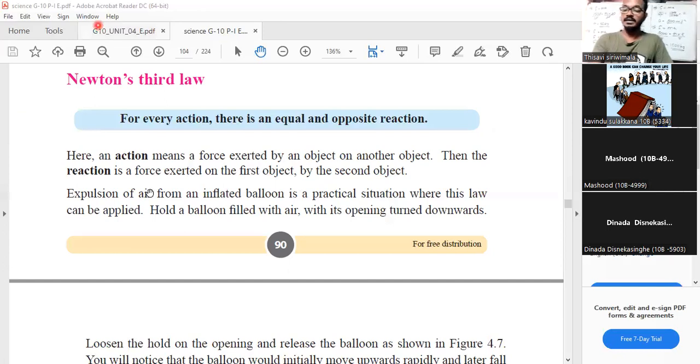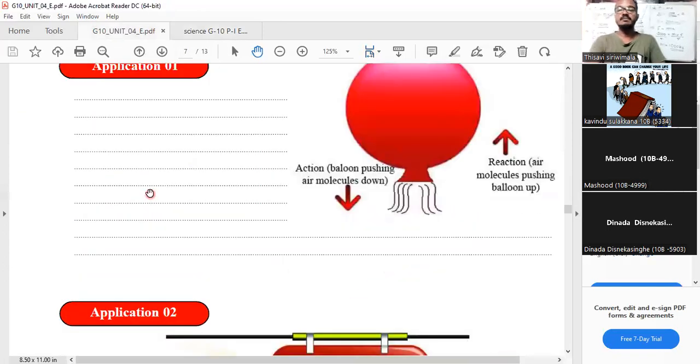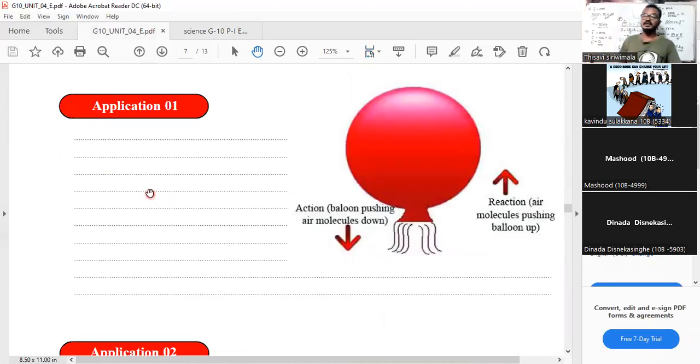Okay. Now here, this is the story of the inflated balloon. Right? Once you let go the mouth of an inflated balloon, you will see that it flies away. Right? So the action, there will be a force by the balloon on the air molecules downward. That is the action. Reaction by the air molecules on the balloon upward. So by the reaction, the balloon is thrown upward or sideways. So I'll write the action and reaction. You can copy it down.